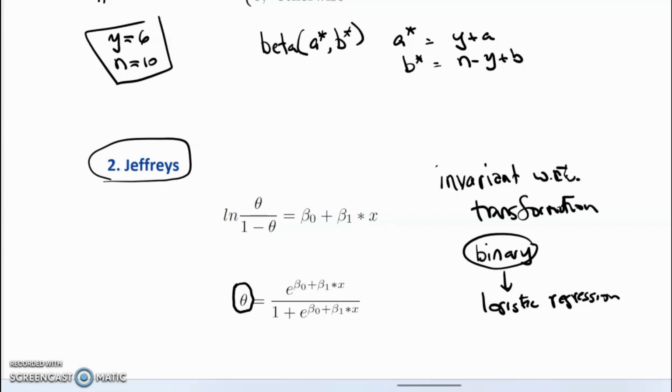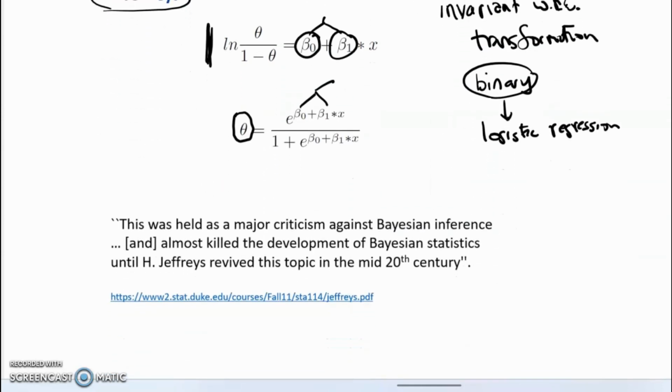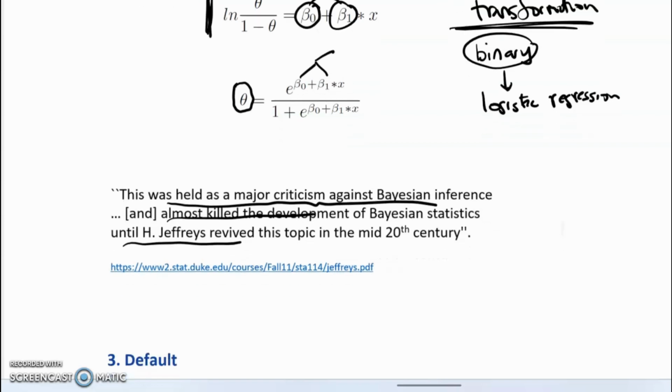What I think is going on conceptually is that if we were to specify a flat prior for this configuration, it would not necessarily be a flat prior for this configuration, and that would be a bad thing. So apparently this transformation business, and wanting a prior that's going to work irrespective of the transformation applied, the inability to have that was a major criticism against Bayesian, almost killed its development until apparently Jeffreys came along and figured it all out.